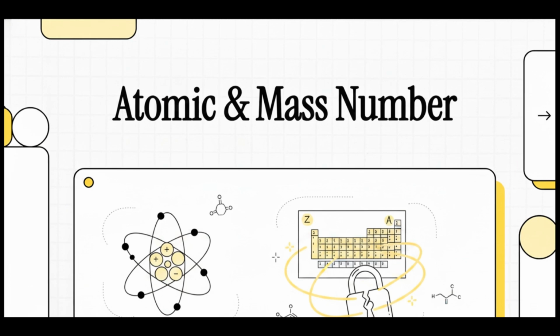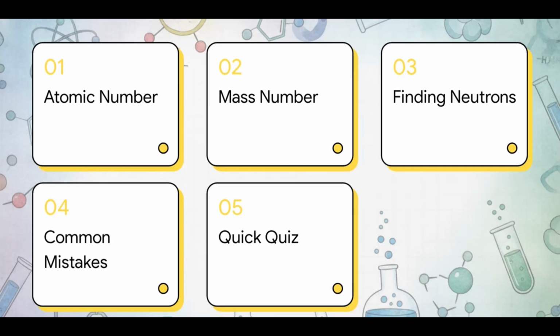By the end of this explainer, I promise, you are going to have absolute clarity. You'll know exactly what they mean, how to calculate them, and how to tackle any question thrown your way with total confidence. Okay, let's dive into this. Here is our roadmap for today. We'll cover the atomic number, then the mass number, finding the neutrons, avoiding those common mistakes, and finally, we'll test your knowledge with a quick quiz.